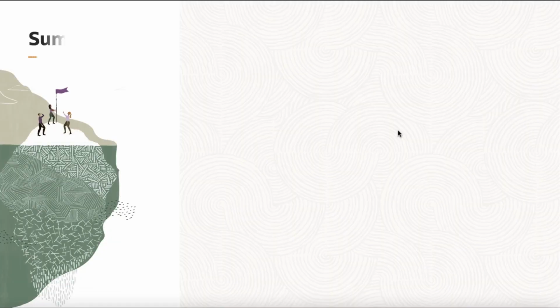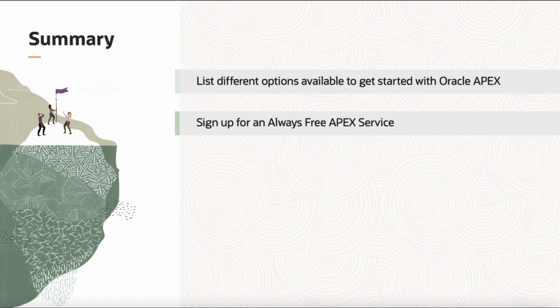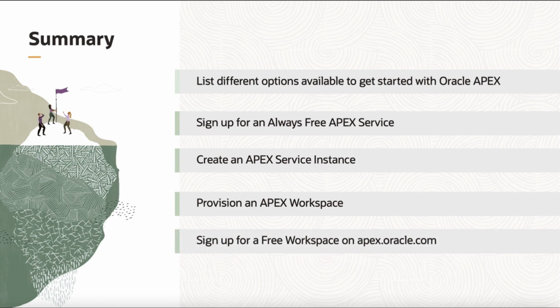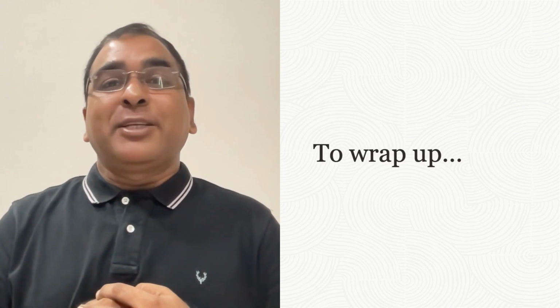This lesson covered different options that are available to get started for free with Oracle Apex. You learned how to sign up for an always free Apex service, and then create an Apex service instance, and finally provision an Apex workspace. This lesson also covered how to sign up for a free workspace on the customer evaluation only instance apex.oracle.com. This concludes the lesson, Provisioning an Apex Workspace.